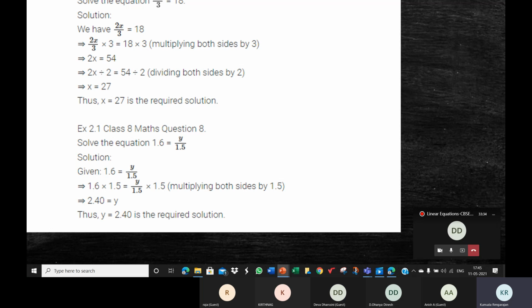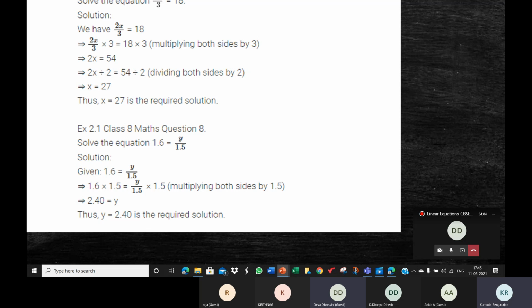Where is the variable? Ma'am, the variable is in the numerator. Okay, very good. Numerator on which side? Ma'am, it is in the RHS, the right hand side. What is present along with the variable y? Ma'am, 1.5 is present. In what form? Addition, subtraction, multiplication, division? Ma'am, it is present in division form.